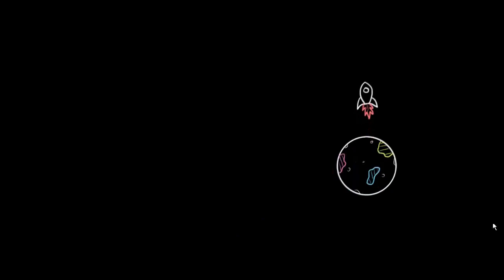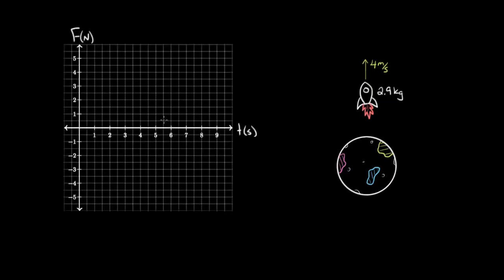Let's say at some moment during their ascent, they're moving at 4 meters per second. And they're tiny aliens. Their spaceship is only 2.9 kilograms. But they need to know, are they going to be able to get off this moon or not? So they've got to pay attention to their speed, but instead of using a speedometer, the clever aliens use a force versus time graph.